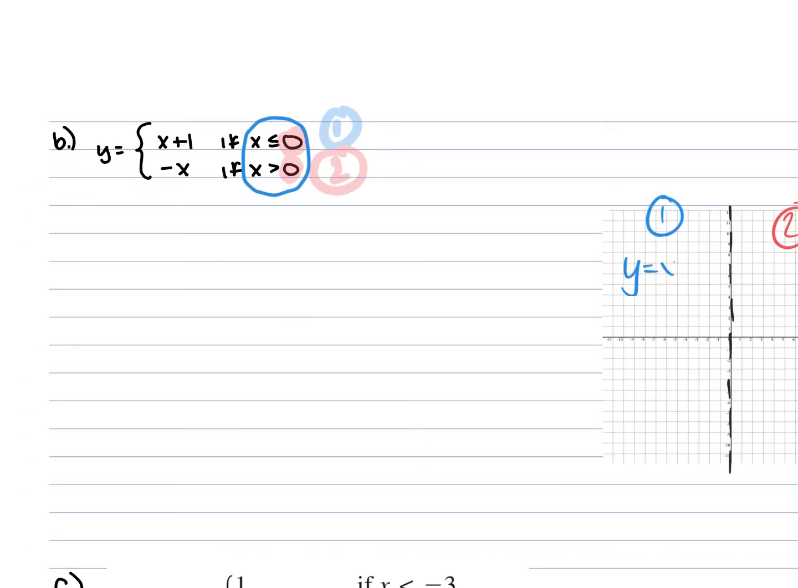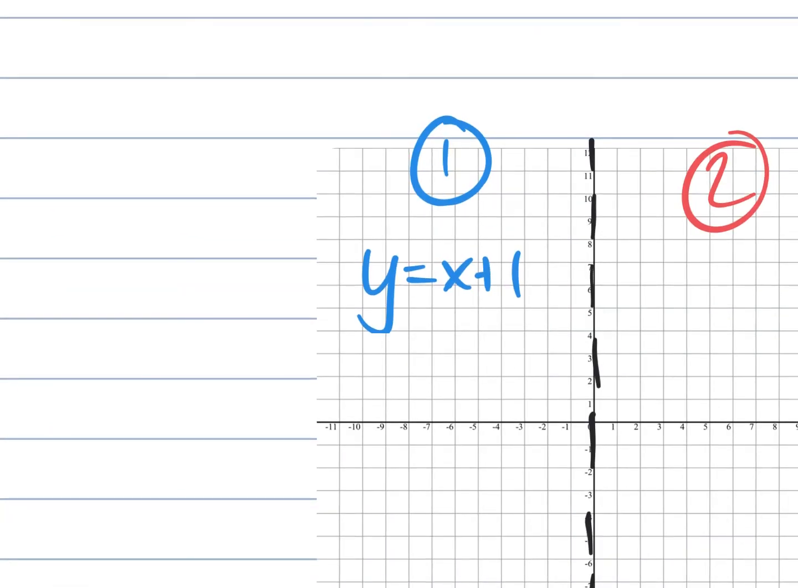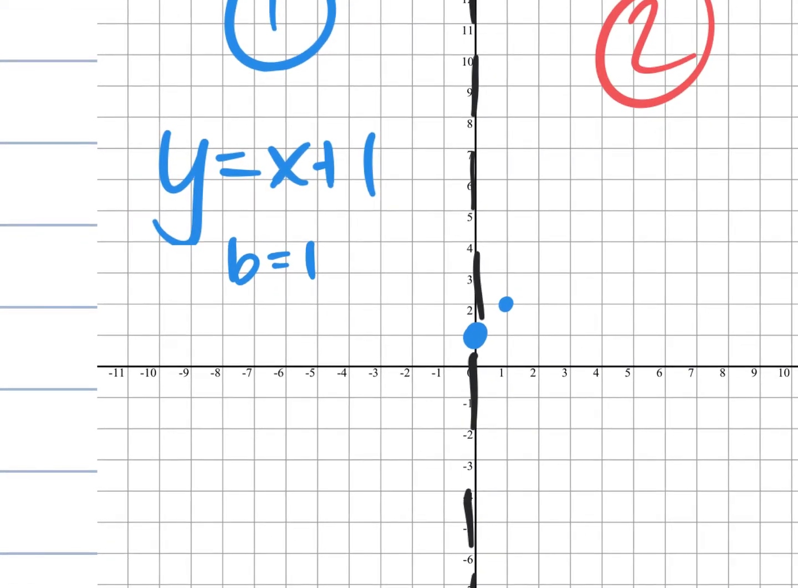Y equals x plus 1. How do I graph y equals x plus 1? Melanie? Put the y-intercept at 1 because my b value is 1. Very good. Then what? You could do up 1 to the right 1. But isn't it going in the other direction? Exactly. It's going into piece number 2's region.